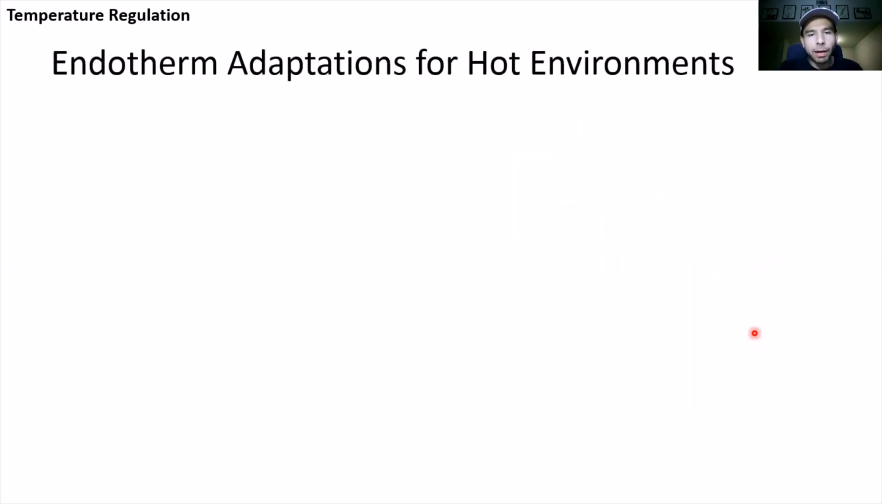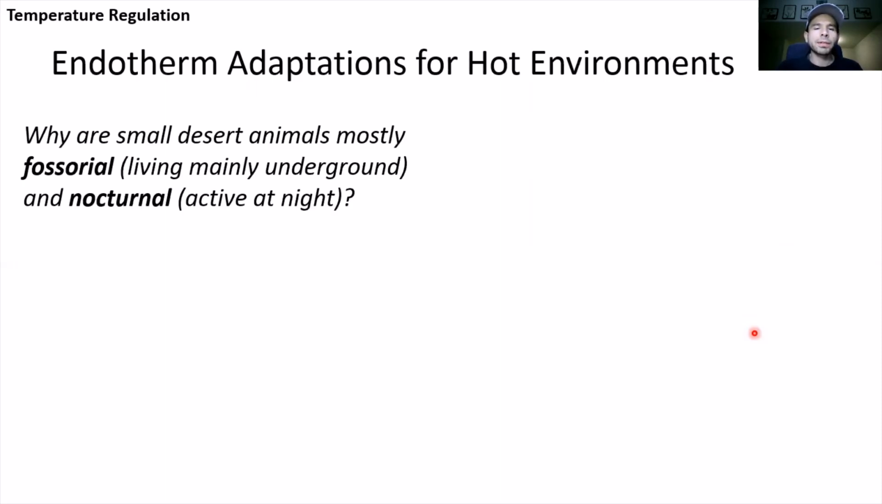All right, let's keep talking about endotherms' adaptations for hot environments, because many small animals that live in deserts are fossorial, which means they live underground, and/or nocturnal, which means they live at night. Why do you think that is? What is it about the underground environment that is so favorable? Or what is it about the nocturnal environment that is so favorable?